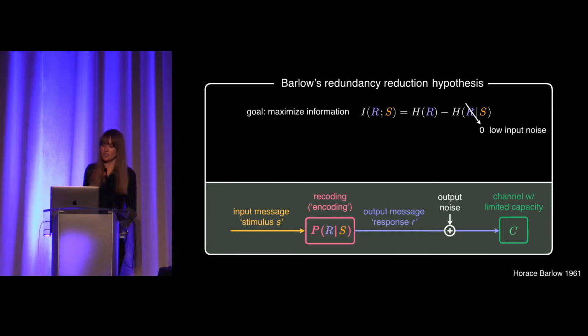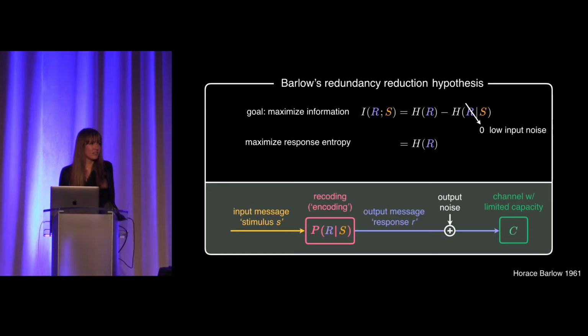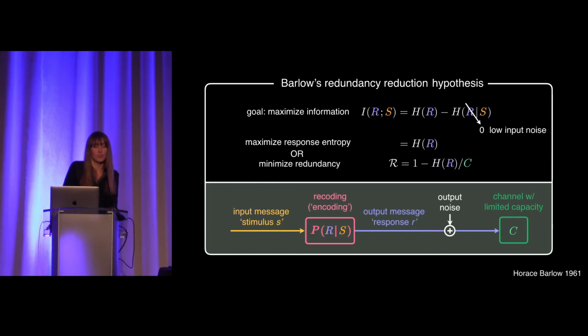So in the limit that there's very low noise in these input messages and how they're encoded, we can take this to 0. And in that limit, maximizing information is equivalent to maximizing the entropy of the response. Or as Barlow originally formulated it, he formulated his problem in terms of minimizing what he called the redundancy, and he defined redundancy as 1 minus the entropy of the response scaled by the channel capacity.